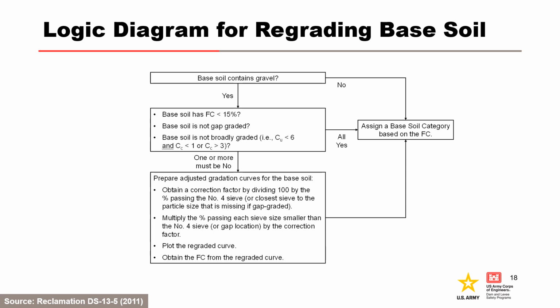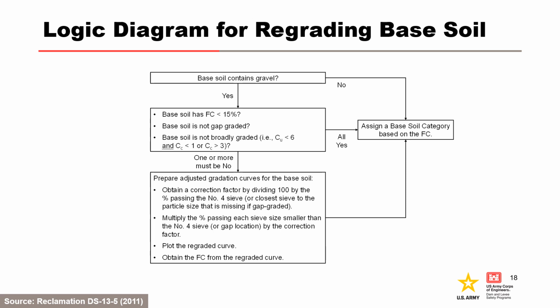This logic diagram is used to determine which base soils require regrading and the operation used to achieve the regrading. When the soil does not contain any gravel or particles larger than the number 4 sieve, regrading is not required. If the soil does contain gravel, it still may not require regrading if it meets all 3 properties listed. If one or more of the properties are not met, the soil should be regraded using the procedure shown. If the maximum particle size is larger than 4.75 millimeters, or the number 4 sieve, then you regrade so that the maximum size is 4.75 millimeters.